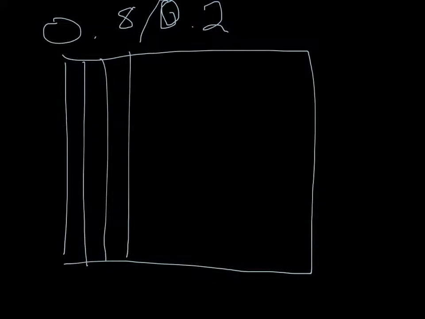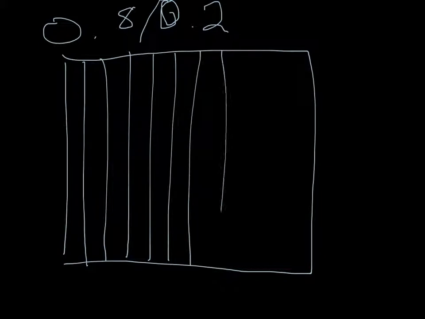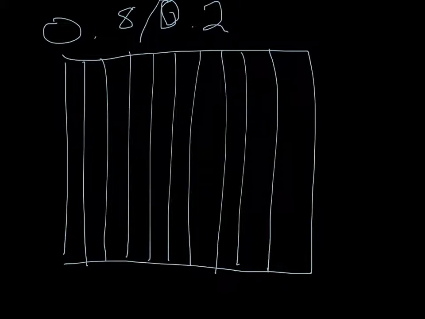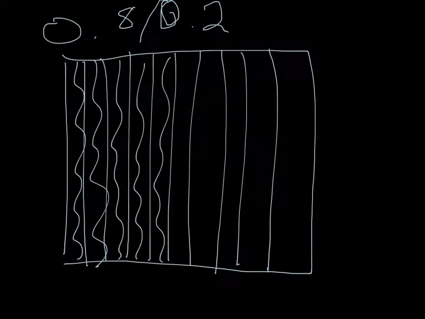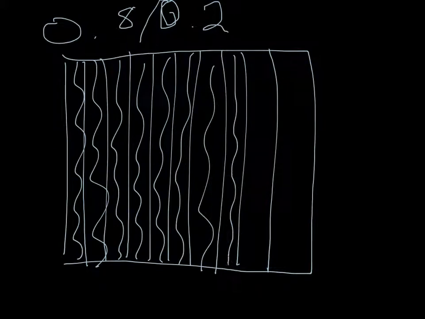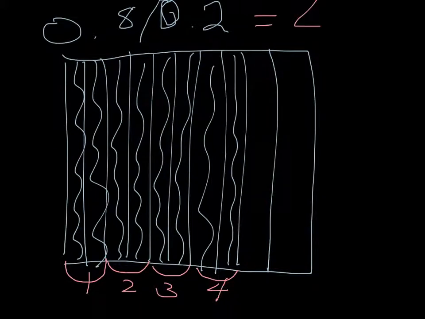1, 2, 3, 4, 5, 6, 7, 8, 9. Okay. Now I'm gonna draw 8 columns to represent 8/10. 1, 2, 3, 4, 5, 6, 7, 8. Now I want to know how many 2/10 go into 8/10. So I'm gonna change my color. These 2 columns mean 2/10, which is group 1. And another 2 columns is group 2. Another 2 columns is group 3. The last 2 columns are group 4. So here's my answer. The answer is 4.